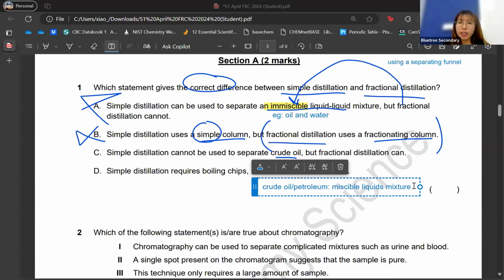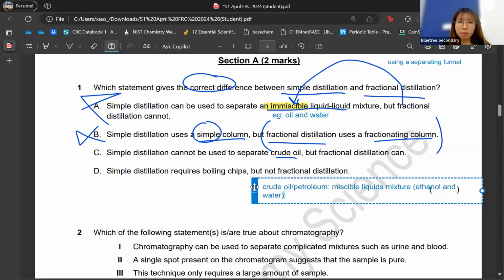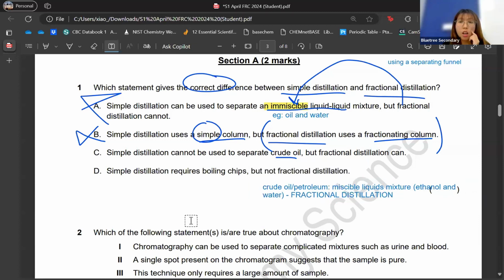Okay, so likewise, a classical example for liquids that mix well in this separation technique topic would be ethanol and water. Okay, so what method do we use to separate miscible liquids mixture? And the answer is fractional distillation. Okay, so fractional distillation can be used to separate crude oil, but simple distillation cannot. So with that, option C is the correct difference between simple and fractional distillations.